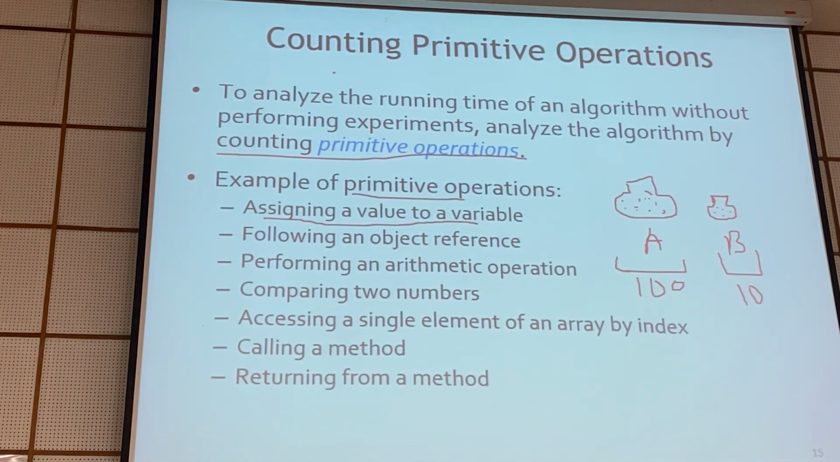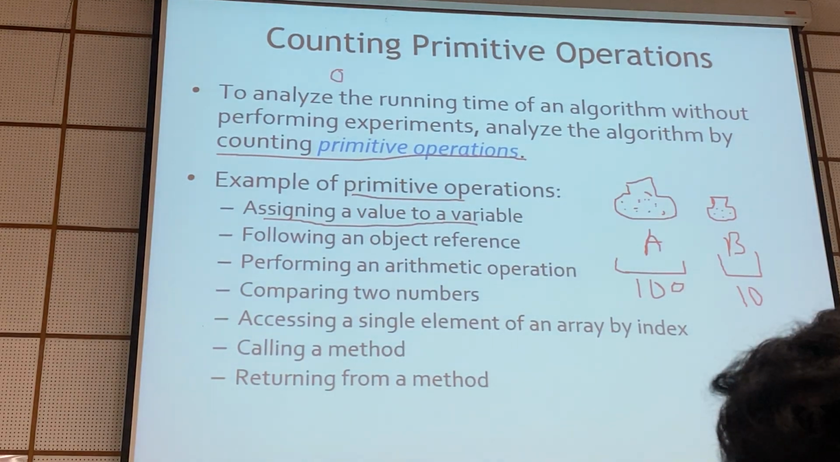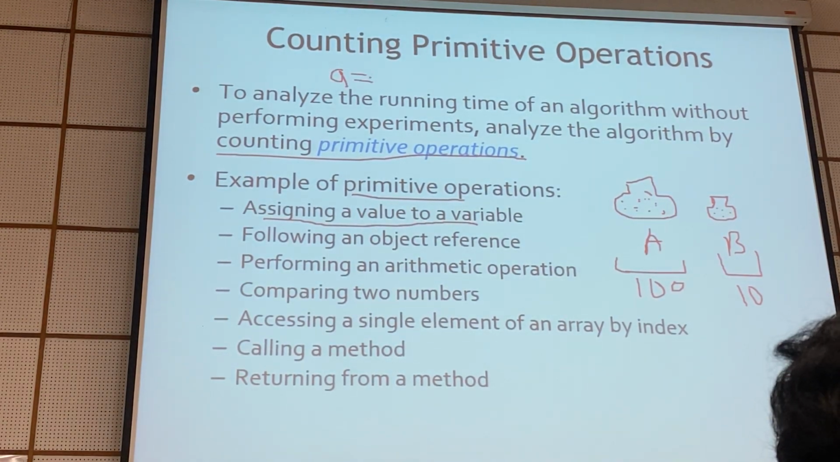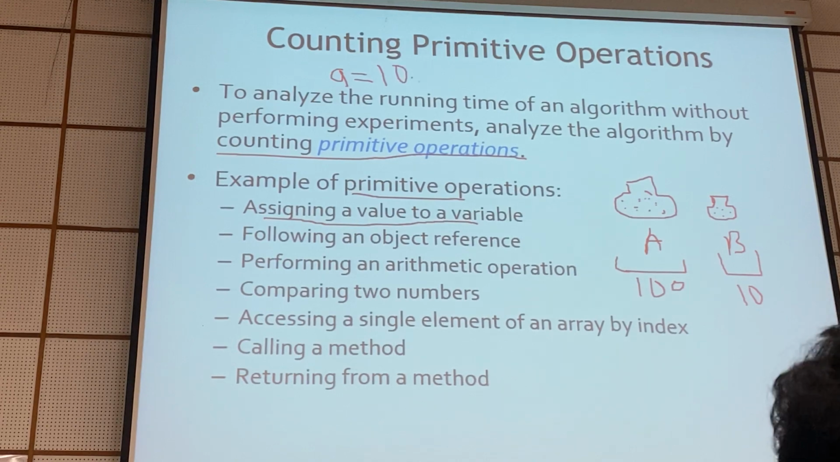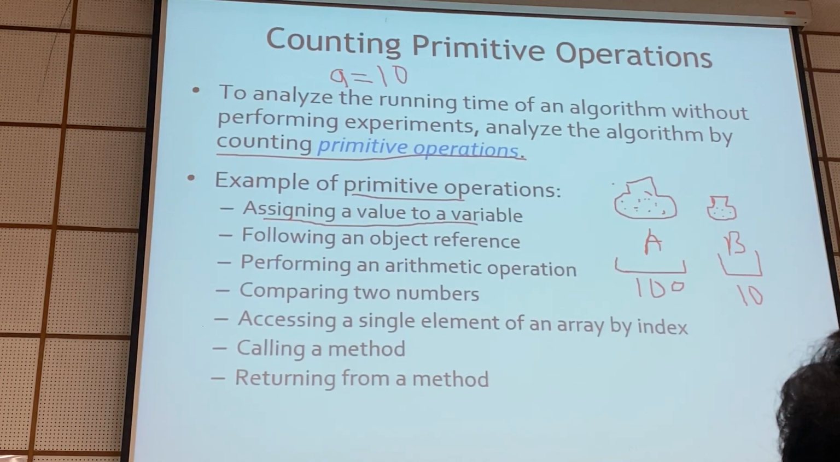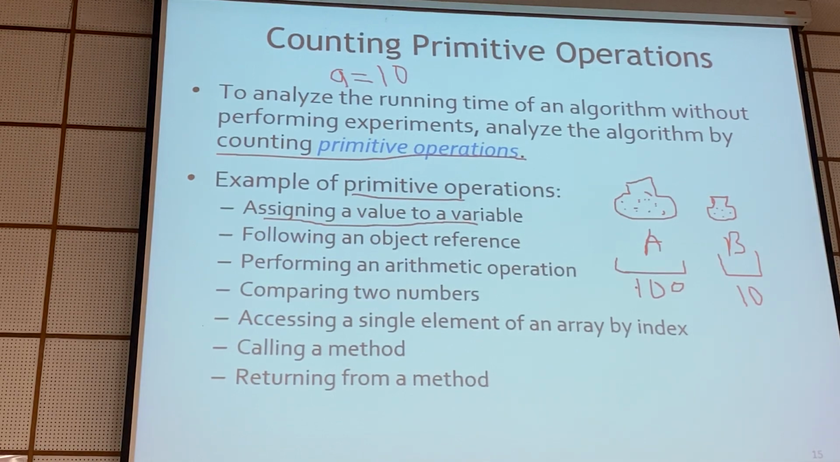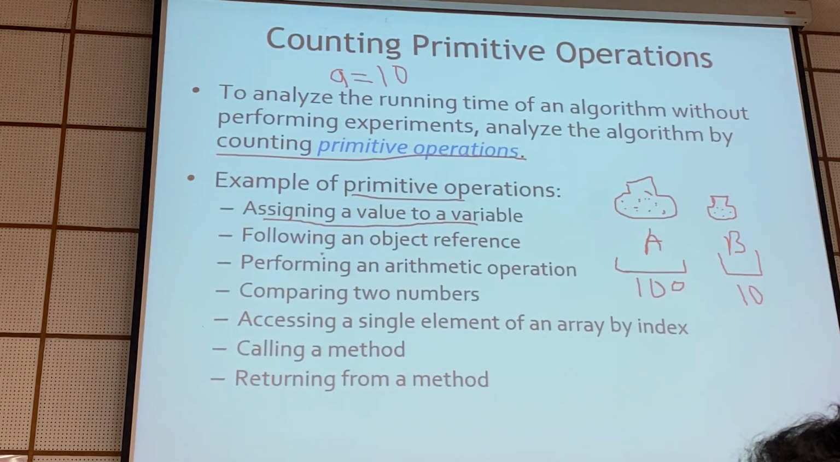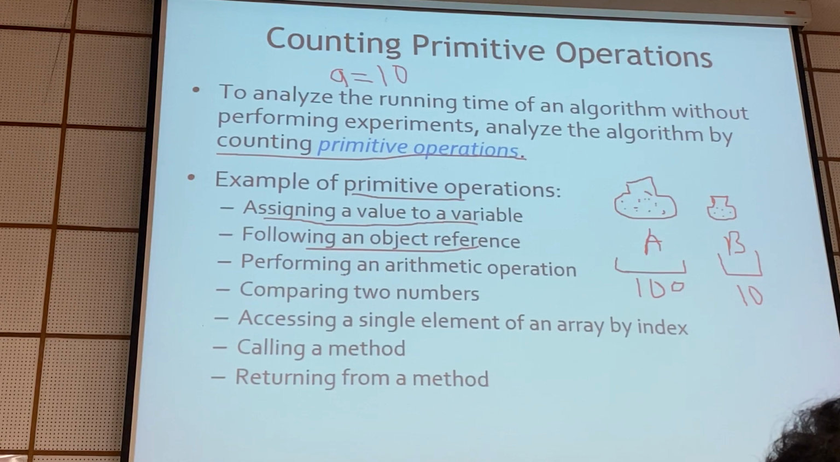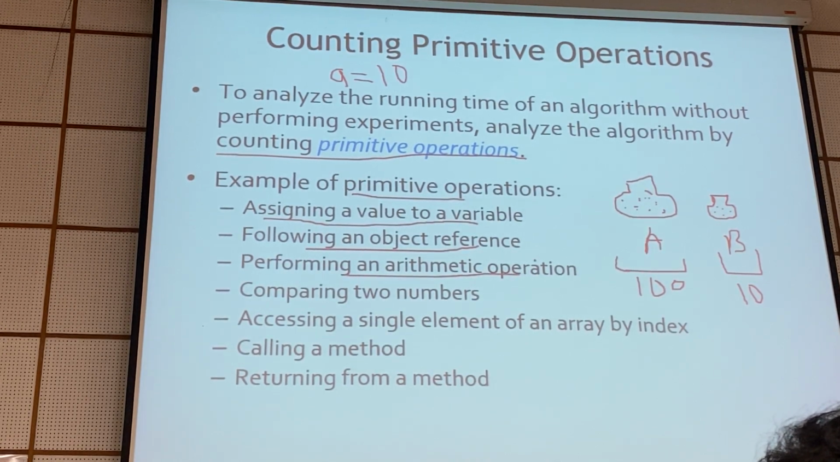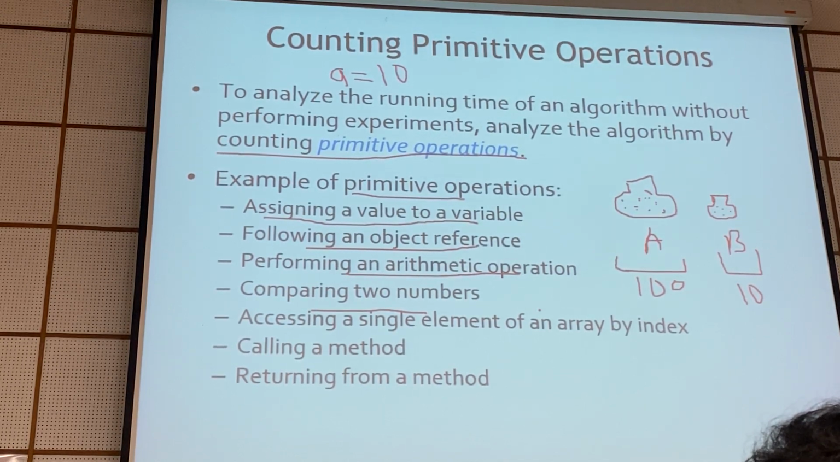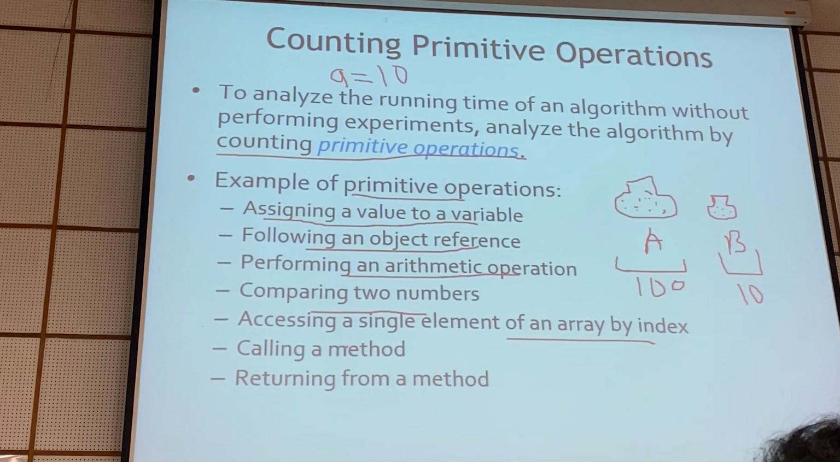Assigning value to a variable is what? A equal to 10. Job A equal to 10. So we have to calculate this. You understand? Then we have reference, arithmetic operation. Arithmetic means add, minus, multiply, and divide. Comparing two numbers, this is the logical expression. Array, call method, and also the return method.